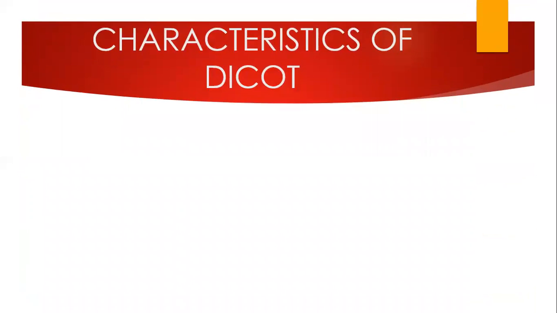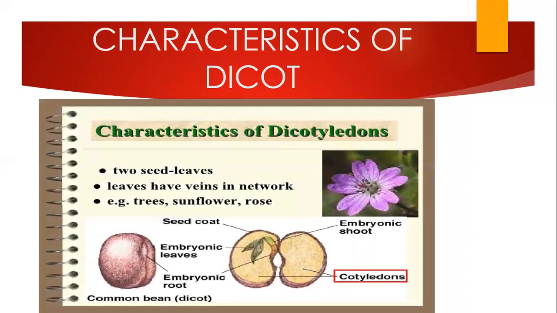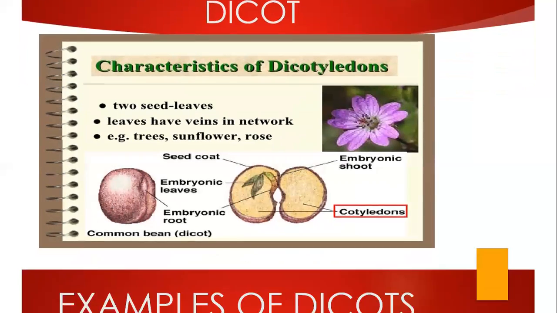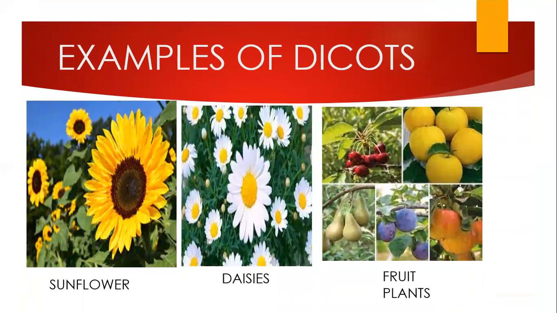And what are the characteristics of the dicots? Yes, these are the characteristics. They have two seed leaves, and leaves have veins in the form of a network. Some examples are trees, sunflower, rose, and common bean is also an example of a dicot, as it is divided into two cotyledons or two parts. So this type of seeds are known as dicotyledons or dicots. These are the examples: sunflower, daisies, and fruit plants, the plants which produce fruits, are known as dicots.